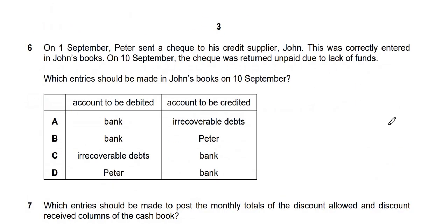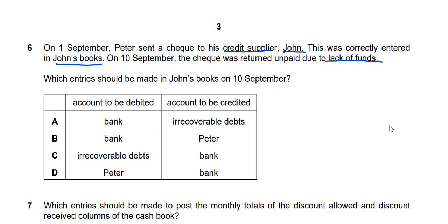Question number 6 we have over here. It says on 1st September Peter sent a check to his credit supplier. Remember, it's credit supplier John. This was correctly entered in John's books. On 10 September, the check was returned unpaid due to lack of funds. Which entry should be made in John's book?